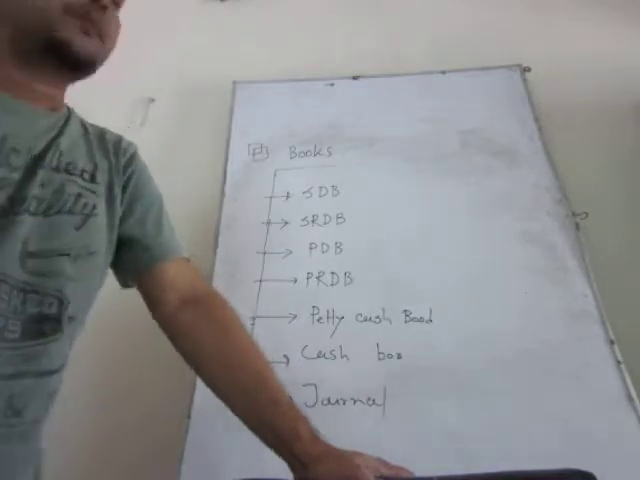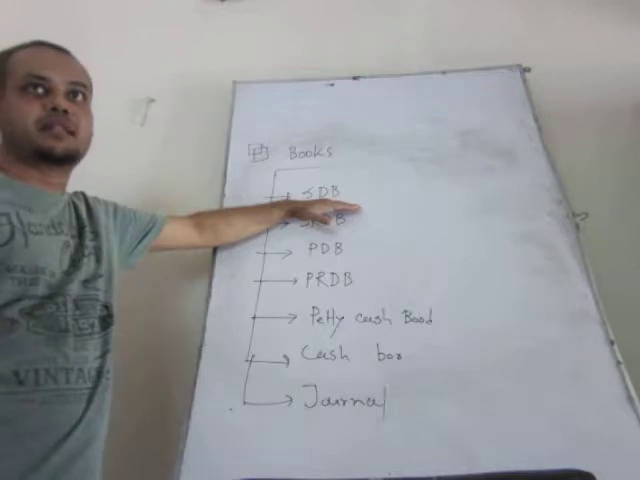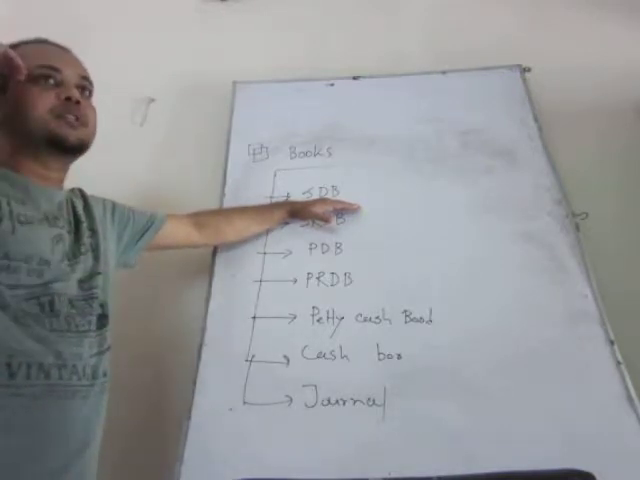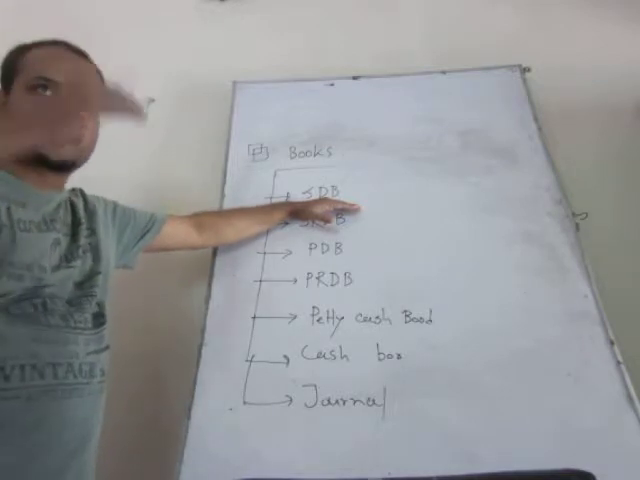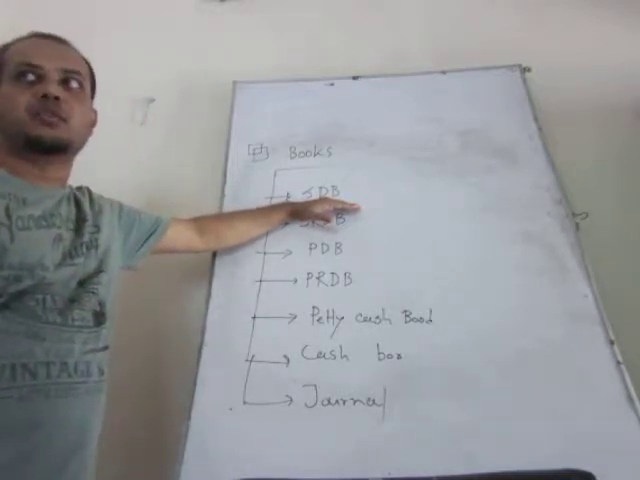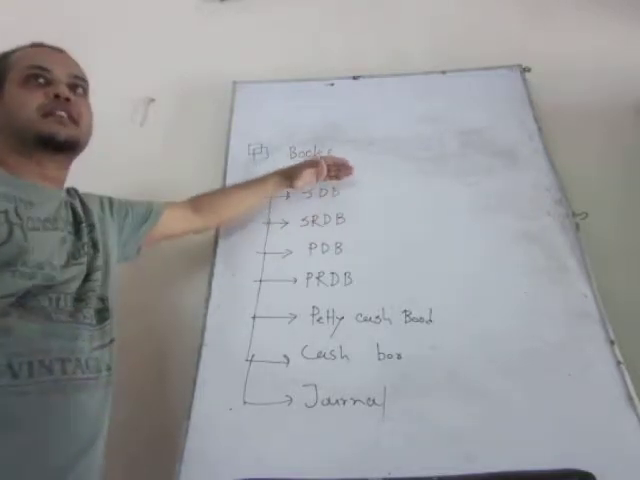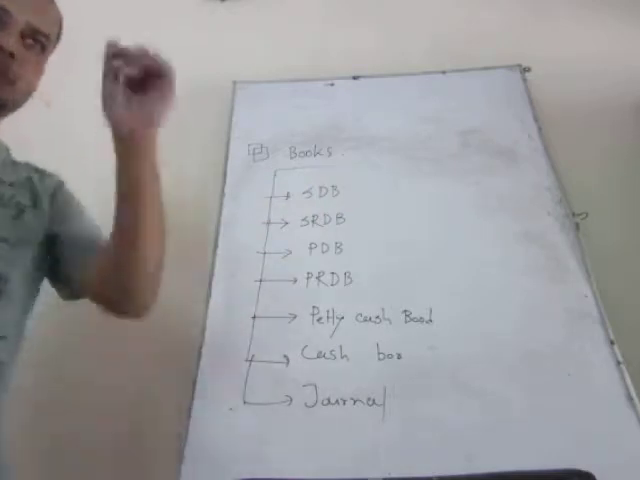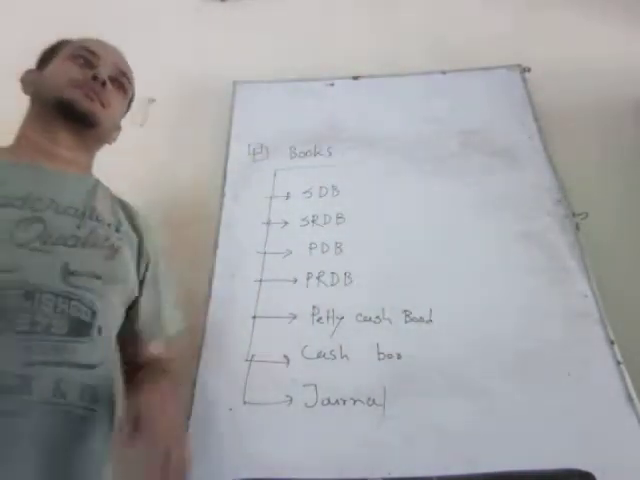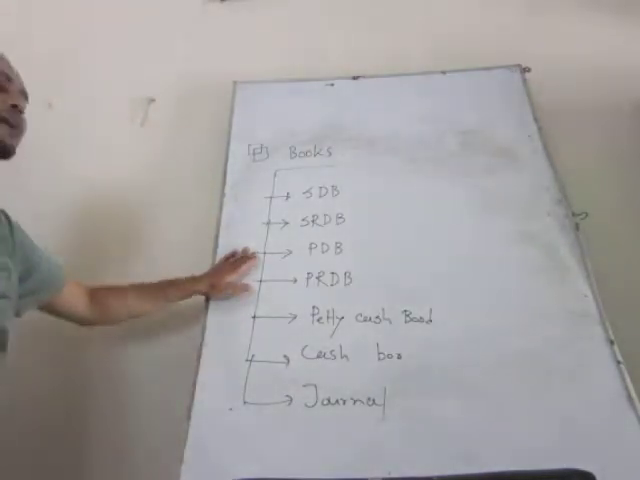Suppose today you sell $20. Credit sale, $20. So you record it in the SDB. Then from that $20, $10 is a sales return. The customer returned it because it doesn't match the quality. So you also record this $10 as a kind of negative sale in the sales day book. So initially a positive sale of $20, then a negative sale of $10. So as a whole, your total receivable is $10. Clear? Okay.